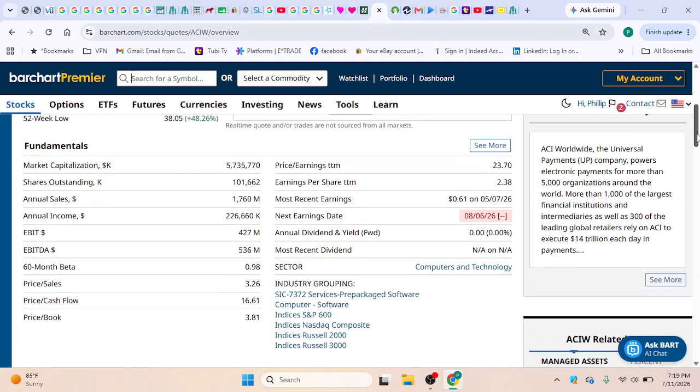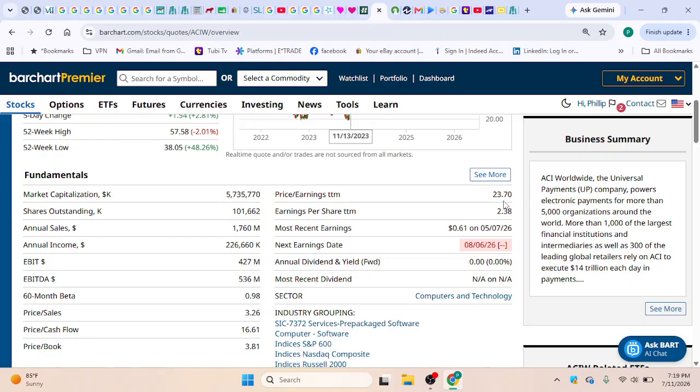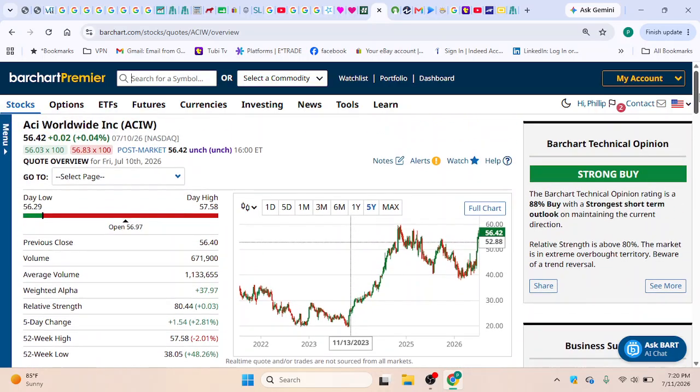What other fundamentals can we look at? It's got a PE of over 23, so that's kind of starting to get up there. It has earnings per share, which is good. It had most recent earnings of 61 cents, and the next earnings date is August 6th, so that'll be a key date for this company, right?